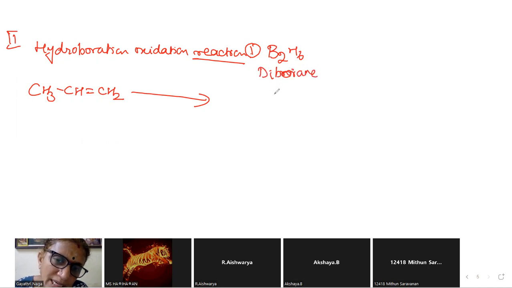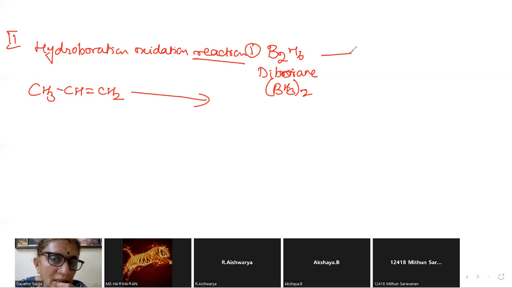Diborane is nothing but a dimer of BH3, boron hydride. It's not stable because it is a group 13 compound. Group 13 compounds all have no octet. They do not have an octet structure. They have two electrons less than an octet structure. So they will exist as dimers.